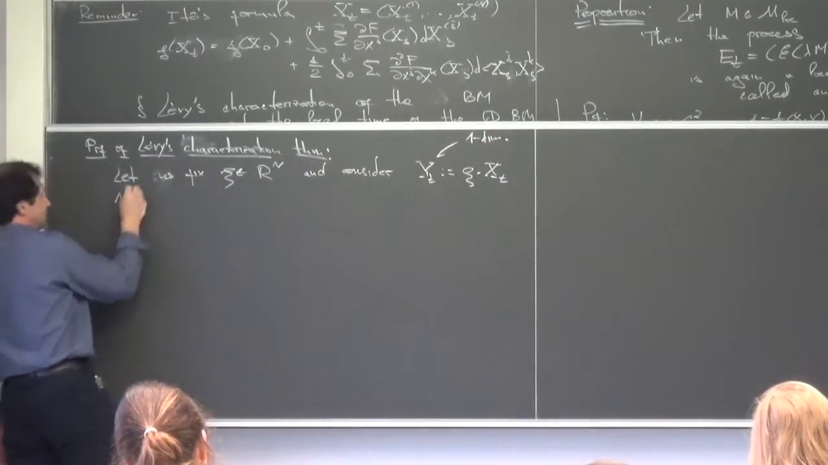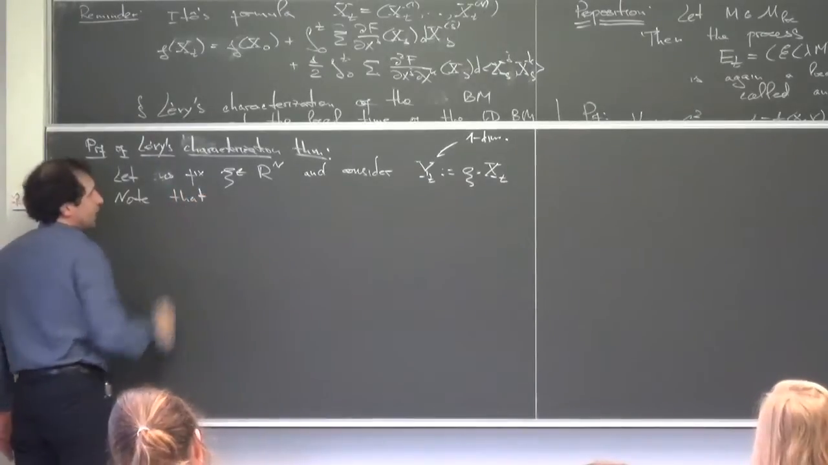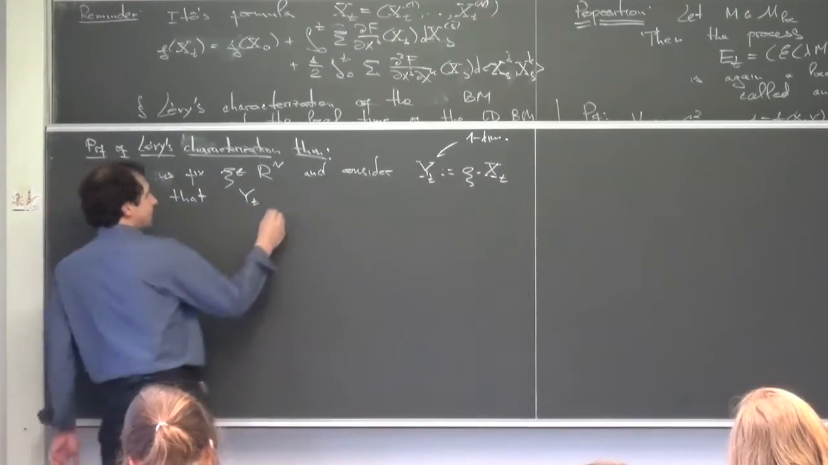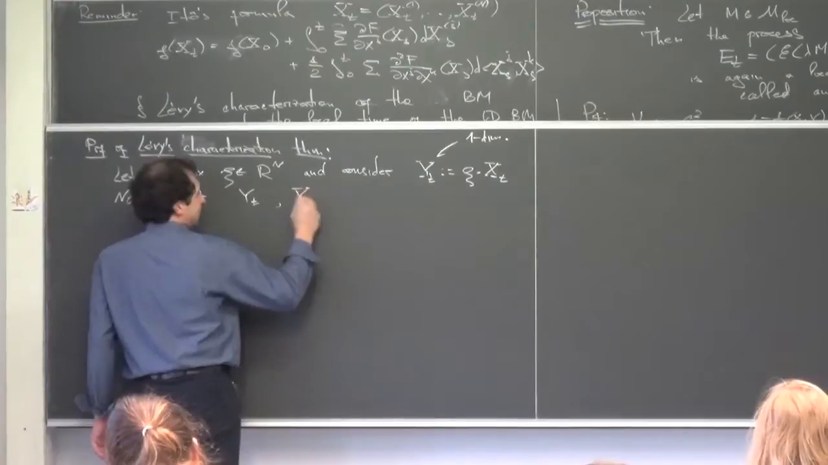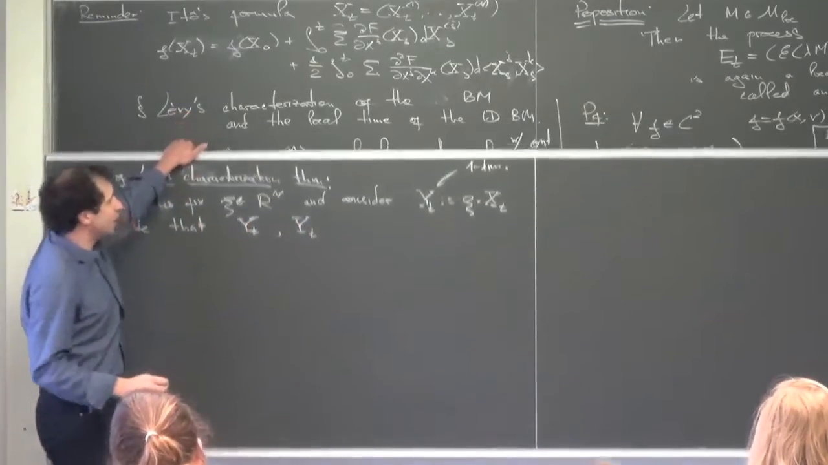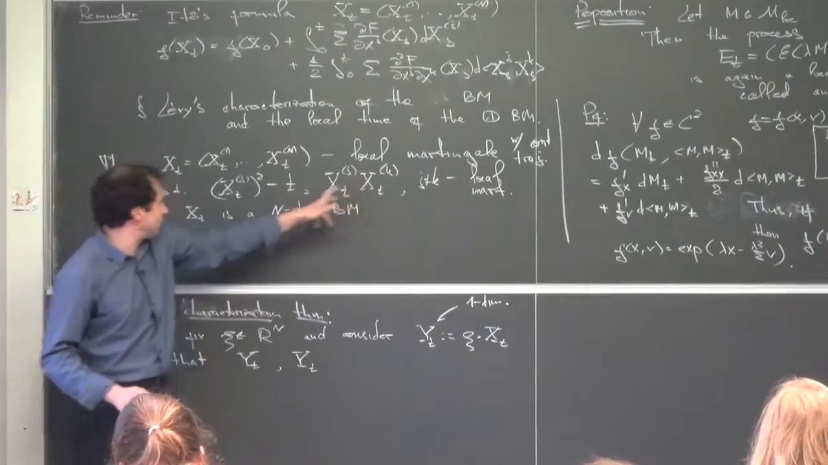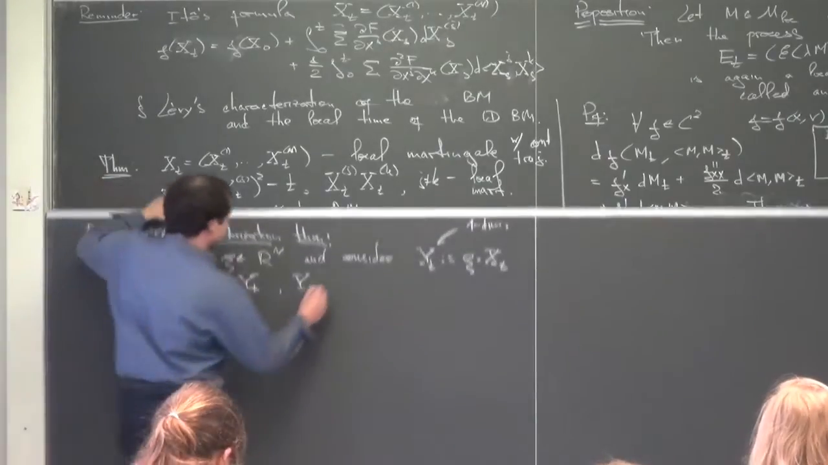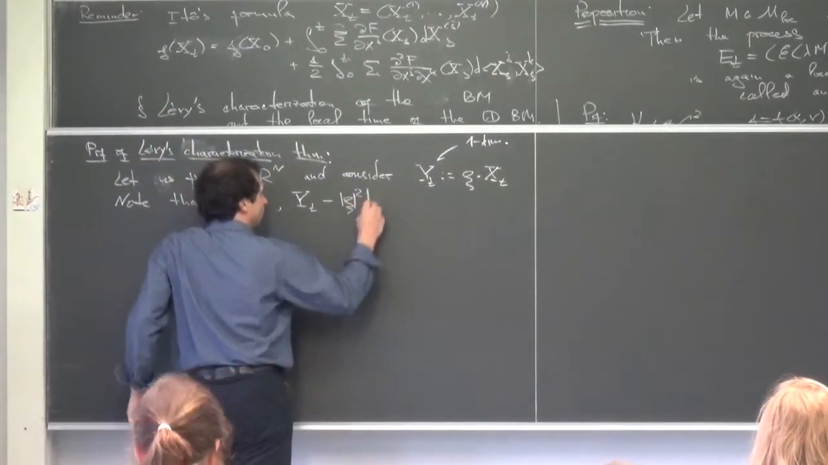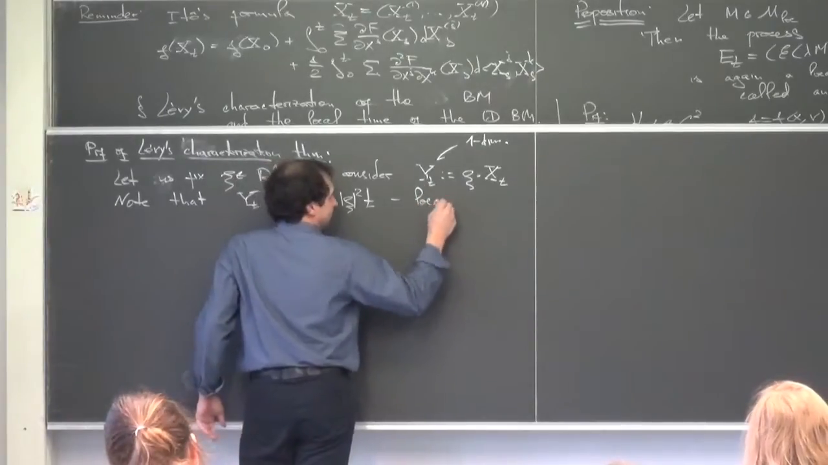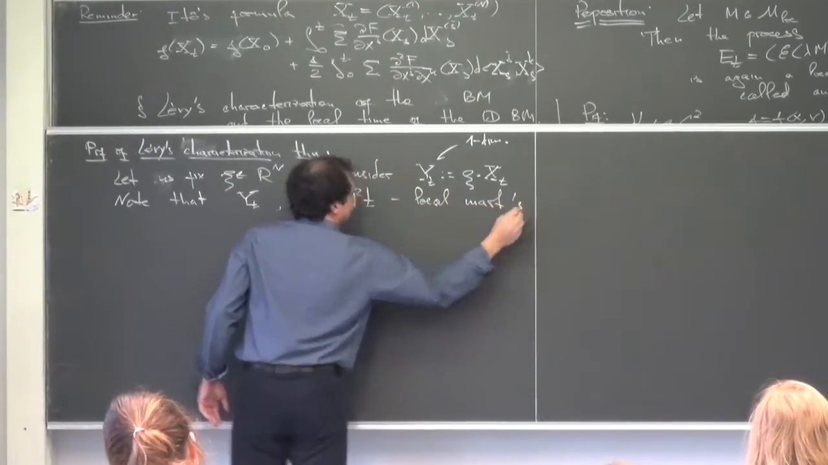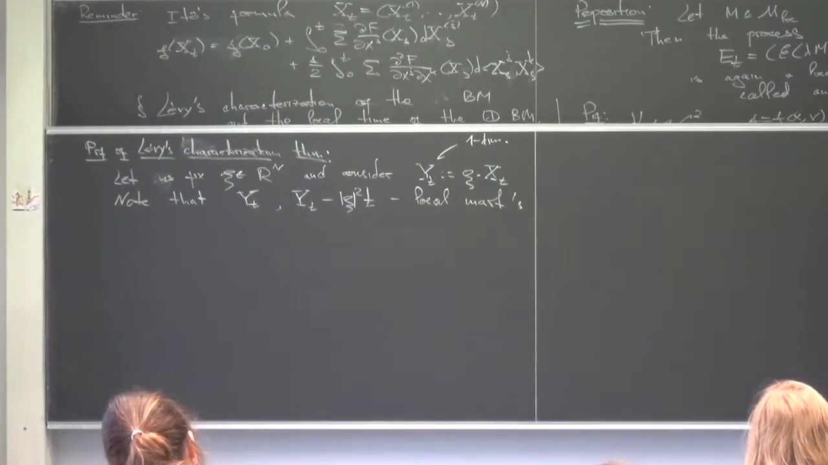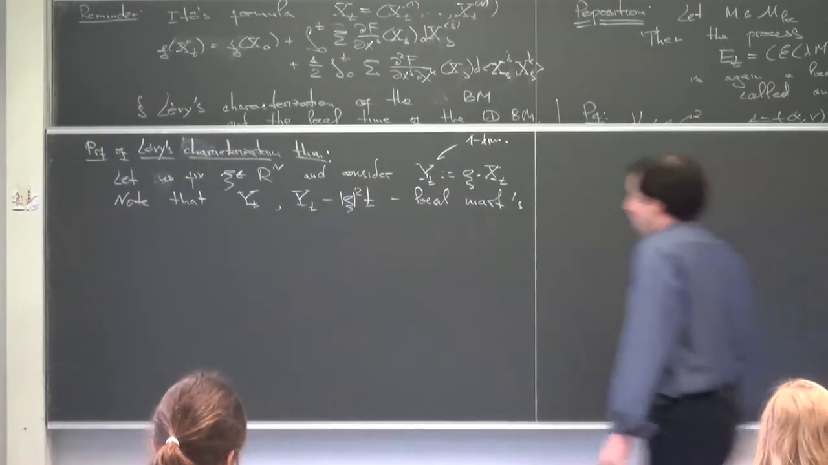Again, this is a trivial computation. First, sure, this is a local martingale. And second, the quadratic variation is now what? These guys are orthogonal, so this is xi_1 squared plus xi_2 squared plus etc. So this is just a local martingale. This is nothing but the reduction to the one-dimensional case.